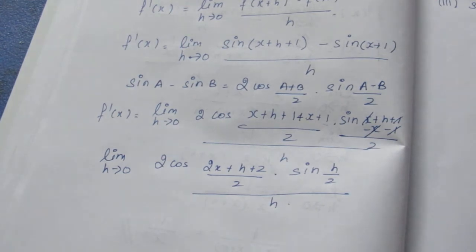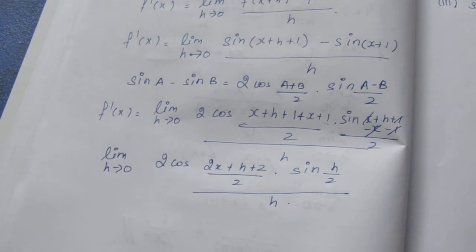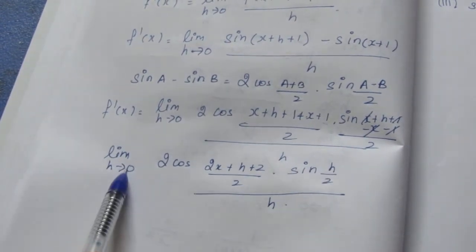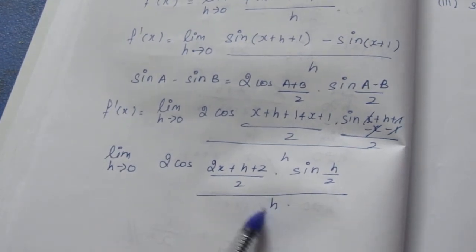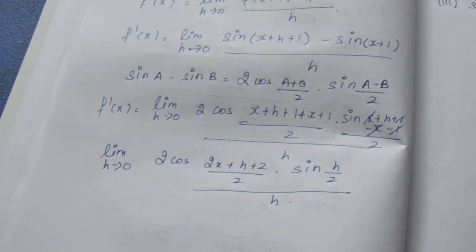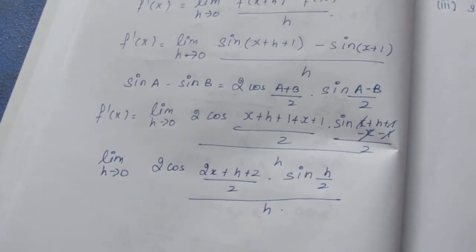We should not have an h in the denominator while substituting h to be 0. When you substitute the limit value, you should not have a denominator h in the product, because if you substitute 0 here, it becomes 0 in the denominator and everything will be undefined. For that reason we should not substitute 0 in the denominator when it is multiplied.